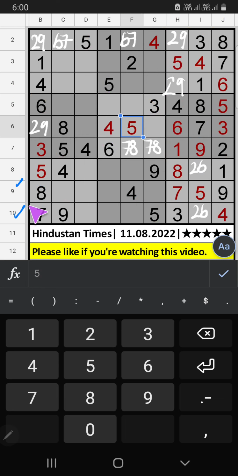9th row and 10th row and 3rd row and 5th grade, we have 7. So 7 can't come in these cells. Then 7 is confirmed here. Column G, we have 3 and 9. So 3 and 9 can't come in these cells. It will be another 2 cells. We will confirm later.